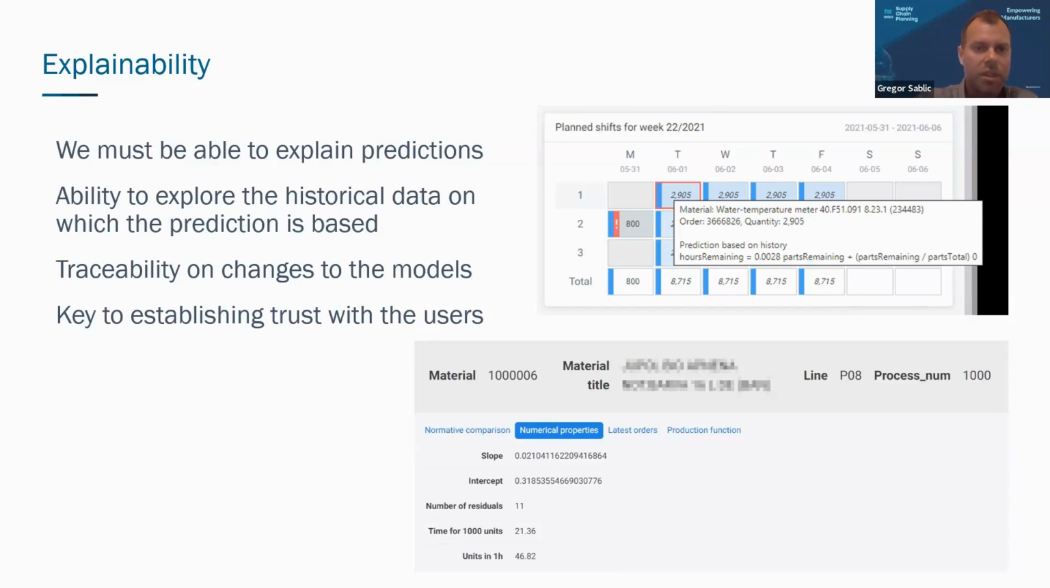So here we see, for instance, what the predictions based on historical data are. How much quantity we're going to produce on a certain shift, based on the selected plan, on a certain operation. And of course, all this background needs to be explainable with the help of certain additional views.